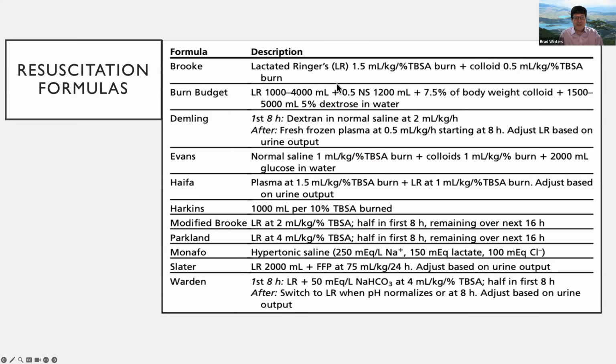So let's come to the resuscitation formulas. This is the meat. After we've done our initial assessment, we've controlled the airway if we've got inhalational injury, and we calculate our total body surface area, and we account for other life-threatening injuries such as hemorrhage or severe traumatic brain injury, we have to immediately start resuscitating this patient.